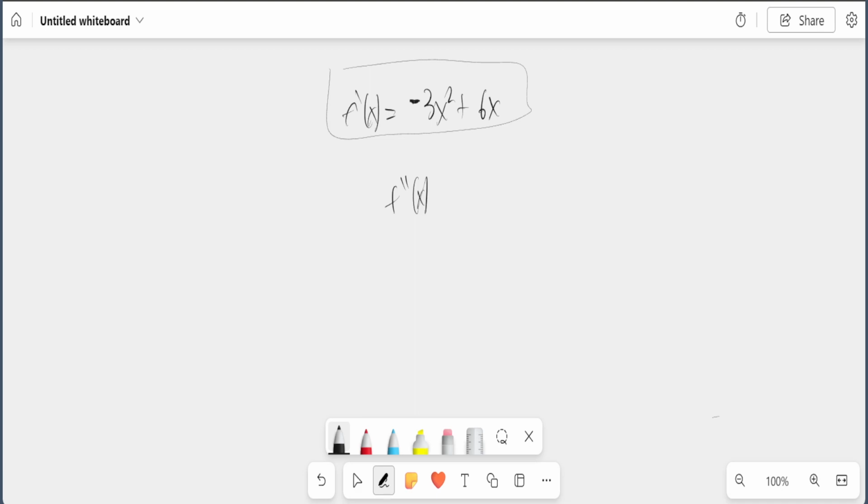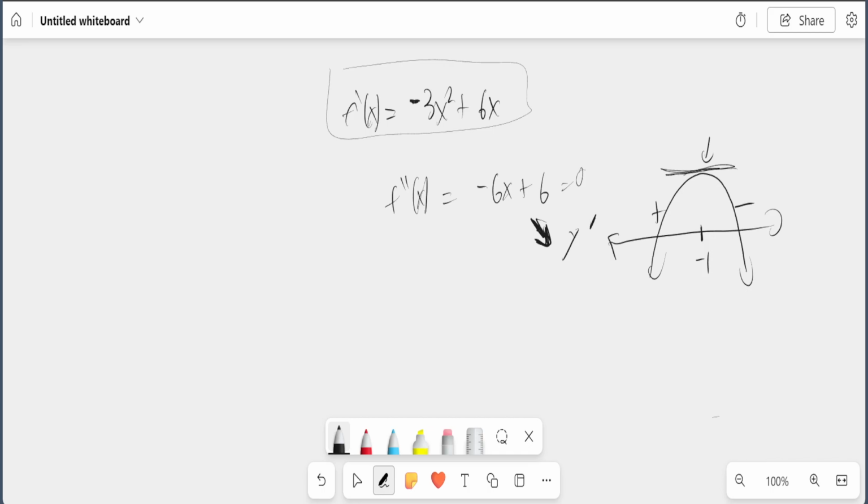Wait, don't we just have to find f double prime? Yeah. So to find the maximum f prime, you take f double prime, which is negative 6x plus 6. Find, in this case, our critical number. This is actually our y prime line. You can think of it as our y prime line, and we're finding our critical number. Set that equal to 0. We get -1, goes from positive to negative. This is not what our graph looks like, but this is what the graph of our derivative looks like. I just want to point that out. So that's our maximum slope right there at -1.